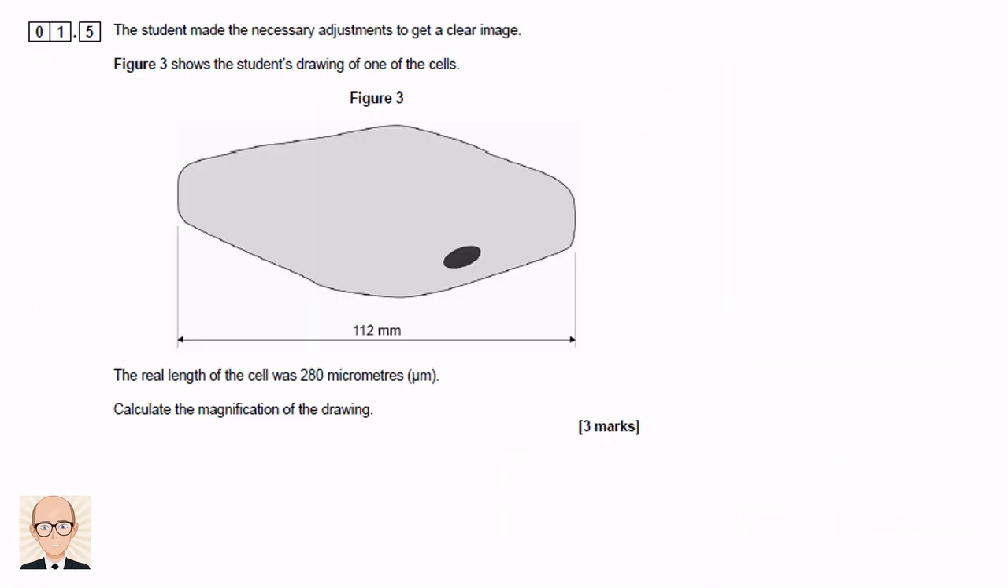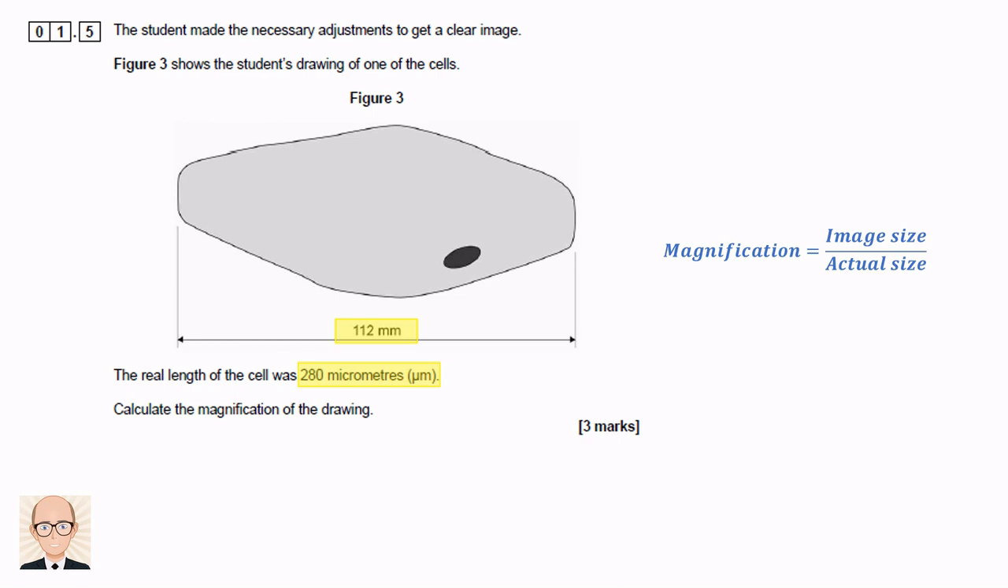This last question shows a drawing of one of the cells seen by the student. It gives the length of the image at 112 millimeters. It also tells us the length of the actual cell at 280 micrometers. It then asks us to calculate the magnification of the drawing. The equation we need to answer this question is magnification equals image size divided by actual size.